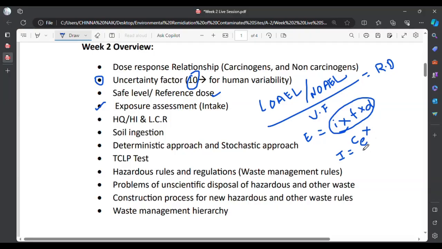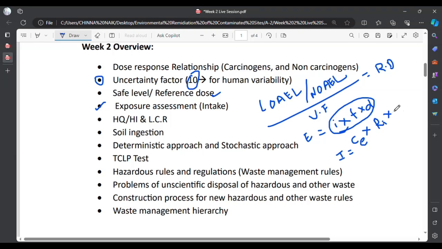Okay, so the formula refers to Ce, actually it is C suffix e. Ce is the exposure concentration, measured in milligrams per liter. And next is Ri, R suffix i. Ri represents the intake rate, which we generally measure in liters per day.